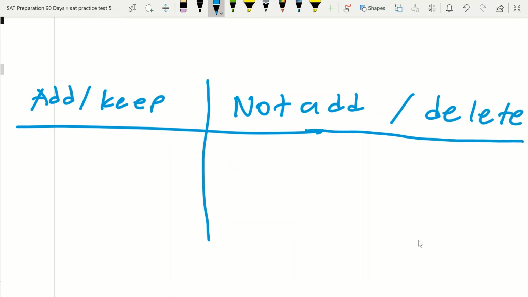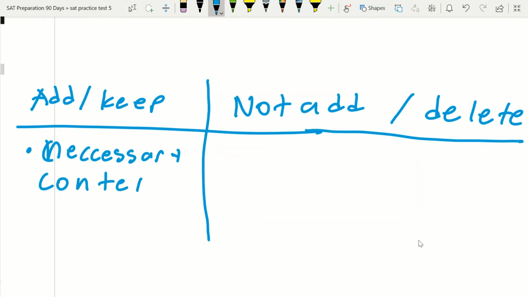Okay, so I'm just going to list a couple reasons. I'm probably not going to write them all out because that would take a long time, but I'll give a key indicator, right? So when are you going to want to add or keep a sentence? Well, if that sentence has context that is necessary to other sentences in the passage, you want to keep it. Okay, so if it's necessary context, you need to keep it. You need to have this sentence in order for the rest of the paragraph to make sense.